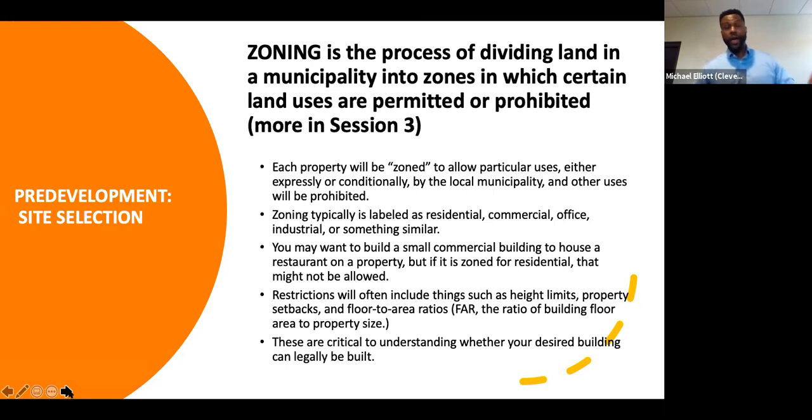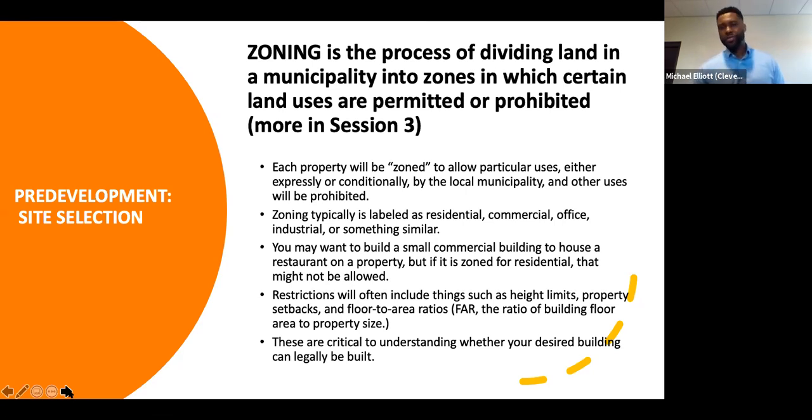He thought that, hey, I can just start up these kinds of businesses in this particular area, and he wouldn't have any problem. So one of the things that I and many folks within the city of Cleveland have to do is some education around the importance of zoning. Basic zoning is the process of dividing land in a municipality into zones in which certain land uses are permitted or prohibited.